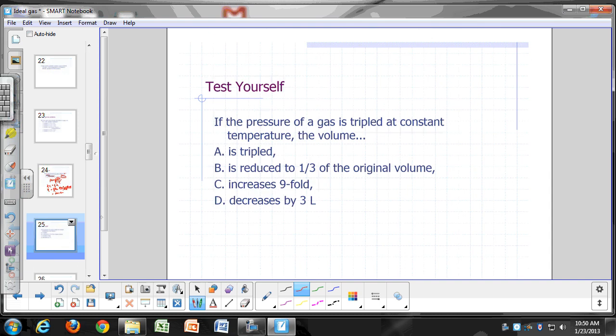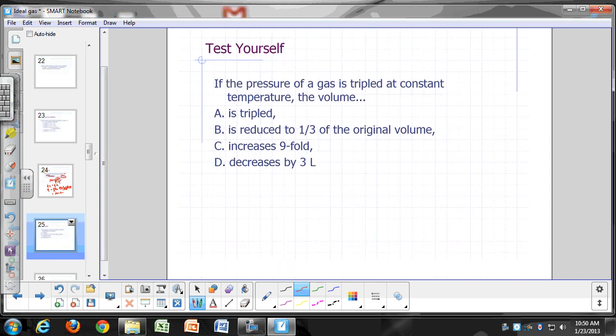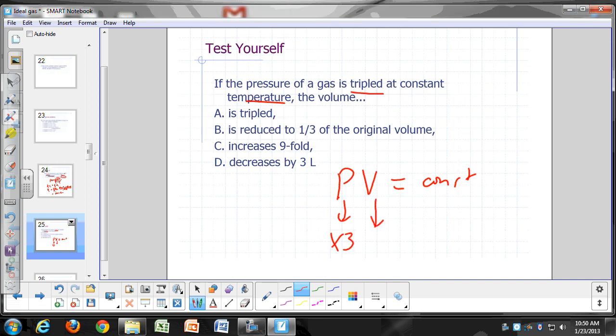How about this one? If the pressure of a gas is tripled at constant temperature, what happens to the volume? So PV is a constant, right? So if you multiply this by 3, how will the product remain constant? You multiply the volume by 1/3. So the volume is reduced to 1/3 of its original volume.